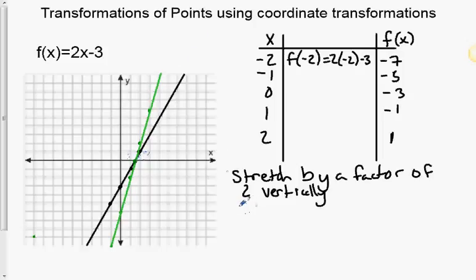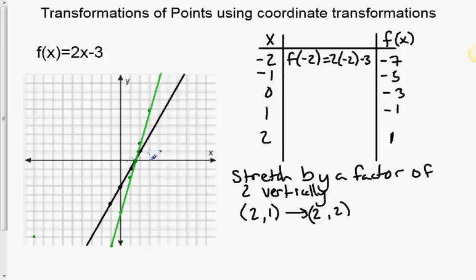Taking a look at the points individually, so if we take a look at maybe the point (2, 1), we notice that the new point that it becomes is going to be (2, 2). And so it looks like the x value didn't change, but the y value did change. And let's take a look at another point just to emphasize that.